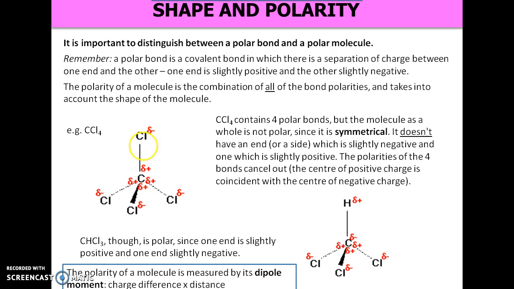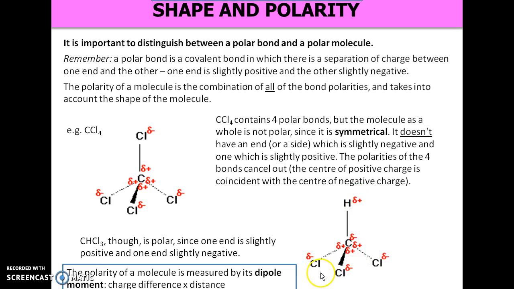If you look at this molecule down here, though, so this would be trichloromethane. Now, trichloromethane, if you look at the shape of it, again, it's a tetrahedral shape. But now look at the bond polarities. If we look here, we've now got delta minus, delta minus, delta minus, but now delta plus here.